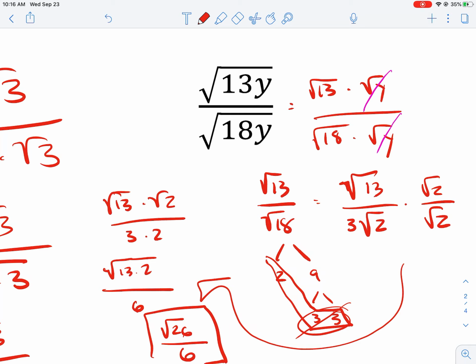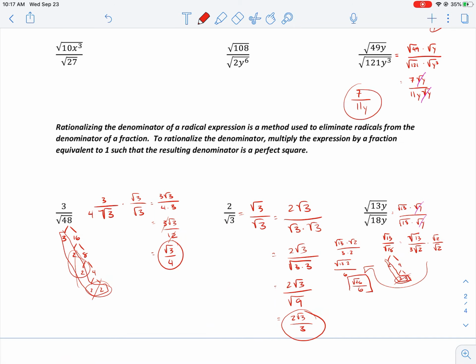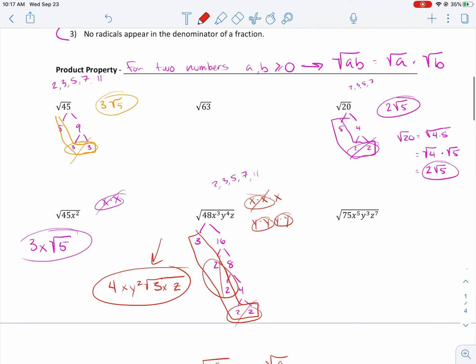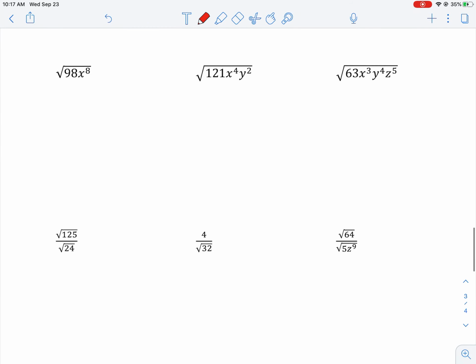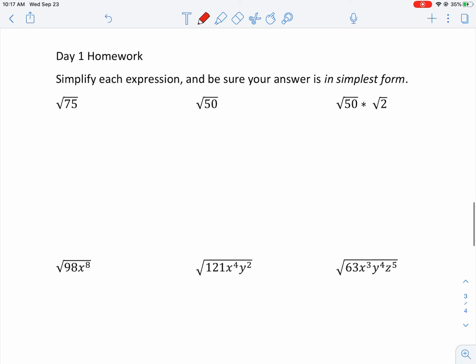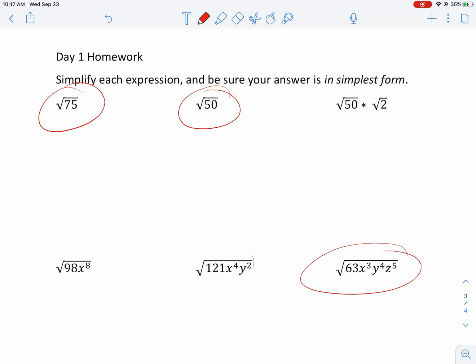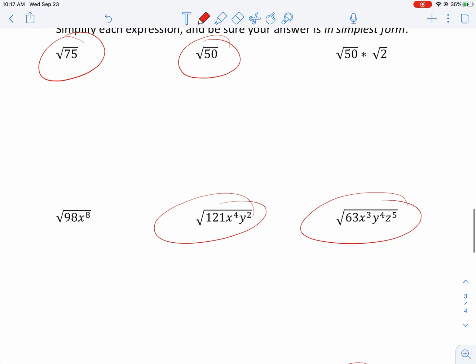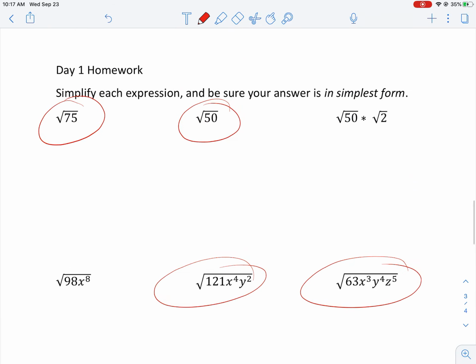You've got to figure 13 is a prime number, so we would have nothing but prime numbers in there, so we can't use the hockey stick method for that last one. So that is your first lesson in square roots and simplifying radicals. Try those homework problems at the bottom here. Try the ones I've circled, those 6 problems. You can cross these ones off.